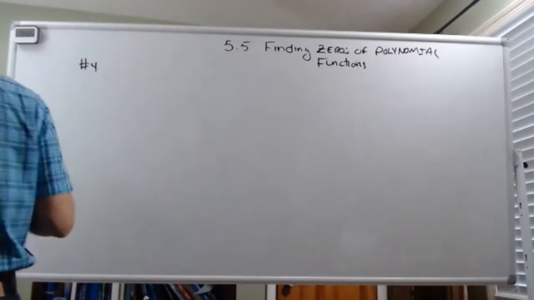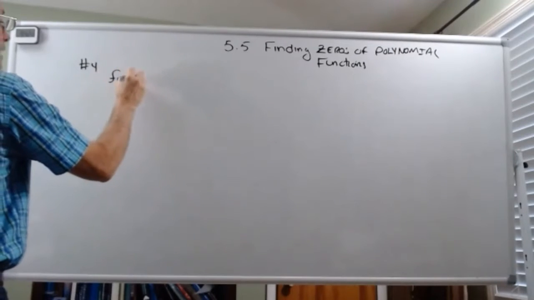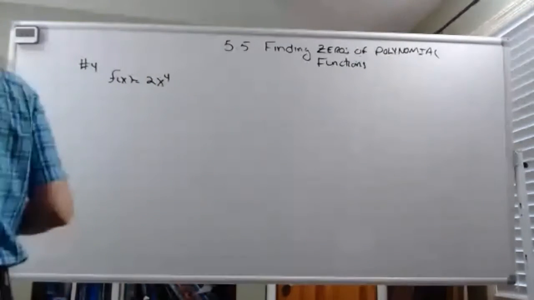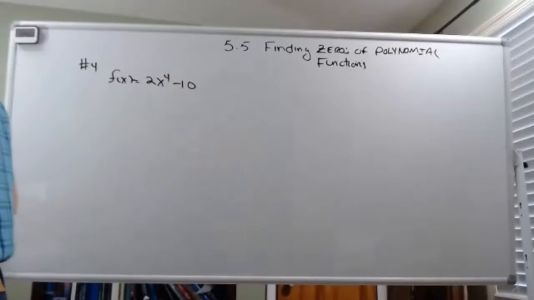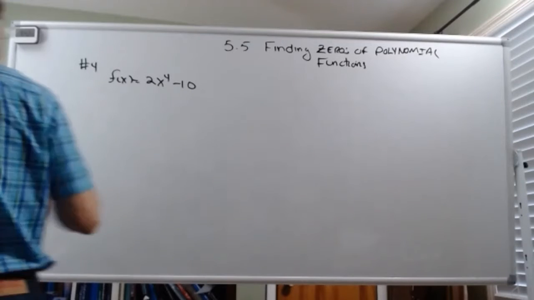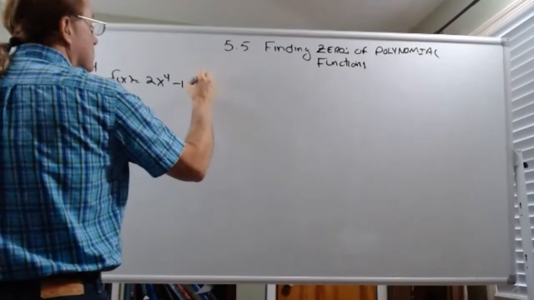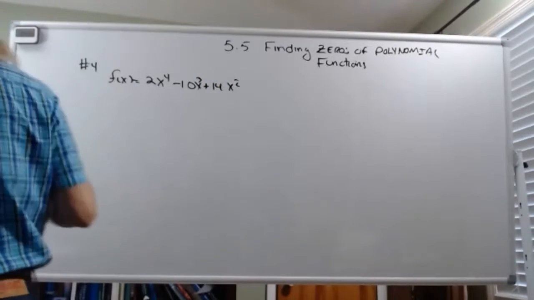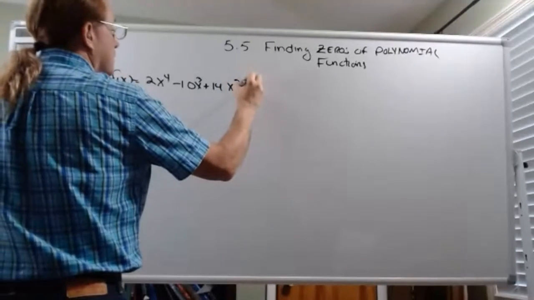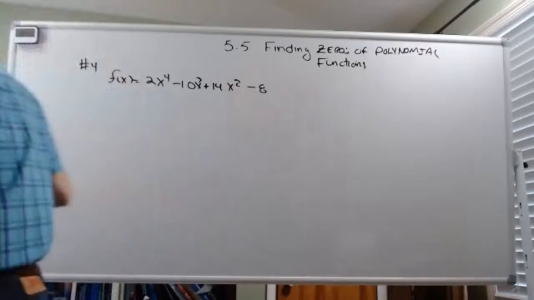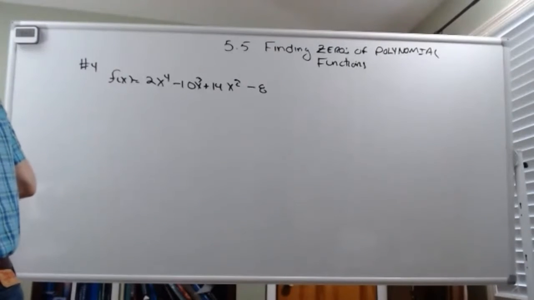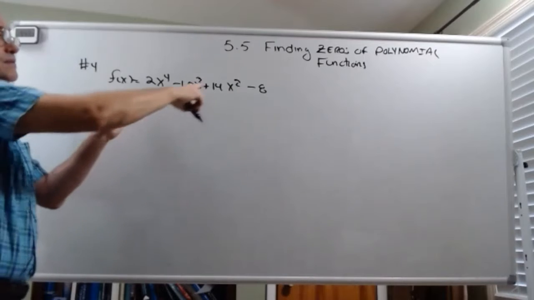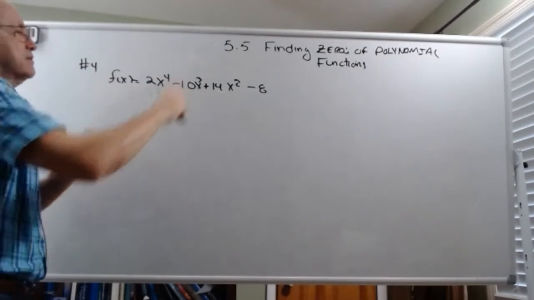So then we get f of x is 2x to the 4th minus 10x cubed plus 14x squared minus 8. Now I'm not guaranteed to have a real solution. I may, but I may not. What I would probably do, I don't have to, is factor out a 2 because they're all even, but let's just leave it that way.